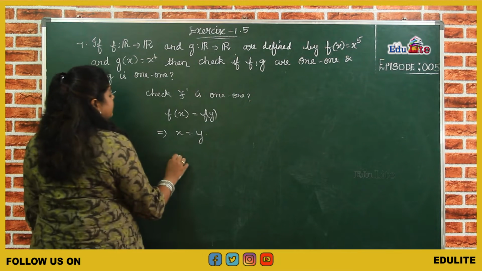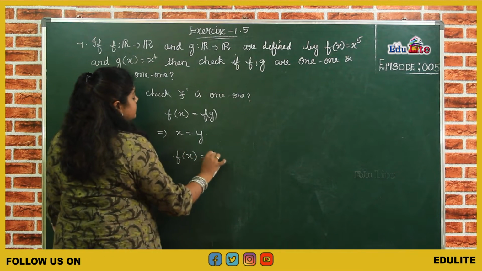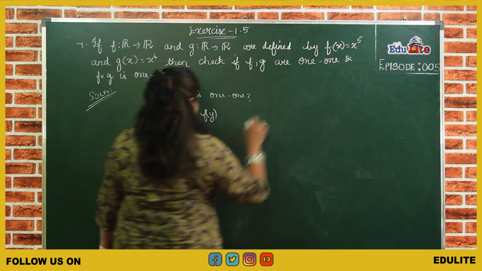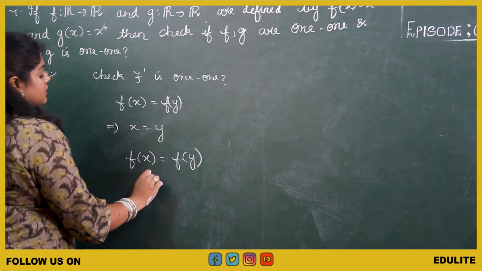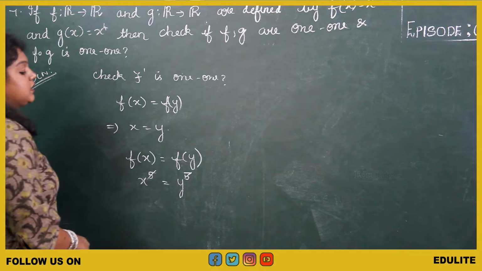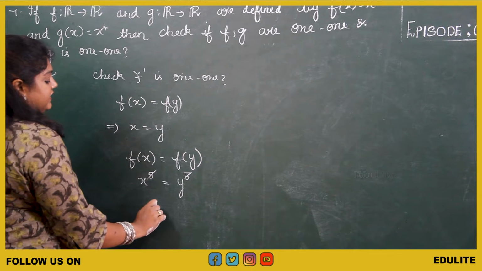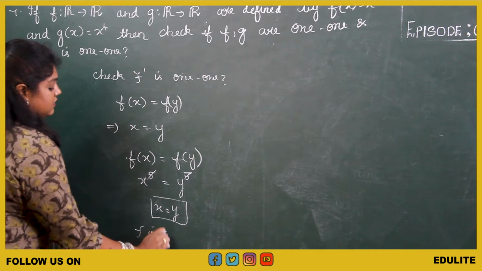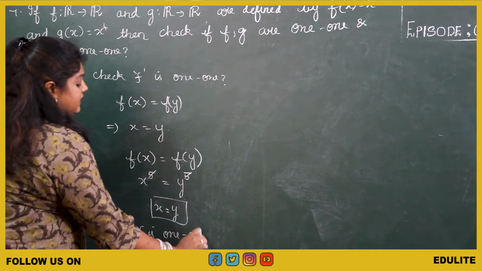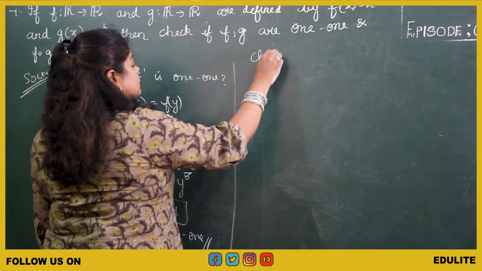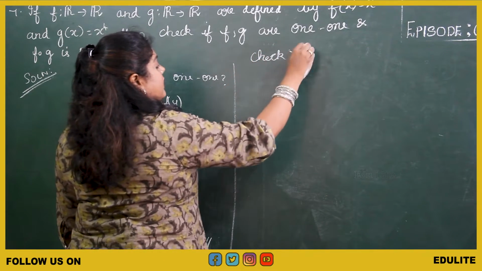F of x is given as, we will take f of x is equals to f of y. F of x is x power 5. Therefore, f of y will be y power 5. So, fifth root, if we take, 5 and 5 will get cancelled, x is equals to y. Therefore, f is 1-to-1. The similar step we will follow for g to check whether g is 1-to-1.